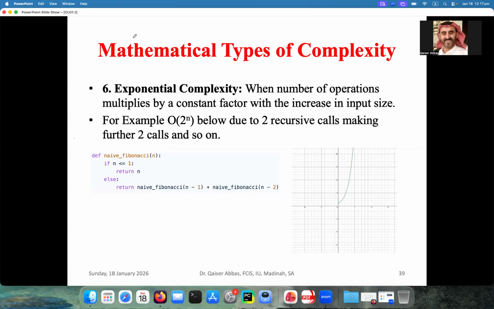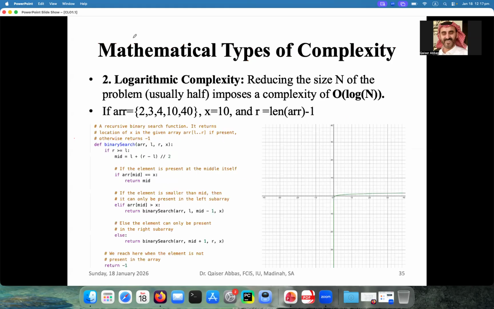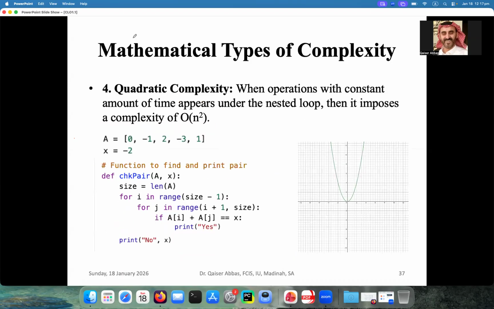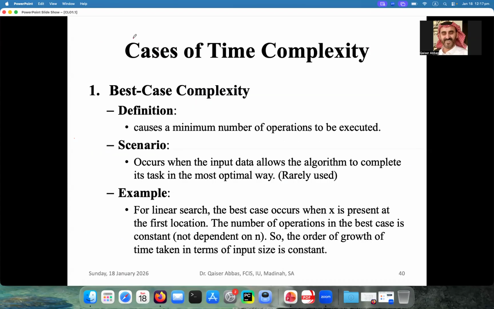Previously, we were finished with this topic of mathematical types of complexity, and we saw constant complexity, logarithmic, linear, quadratic, factorial, exponential. And now we are going to see what the different cases for the time complexity are.